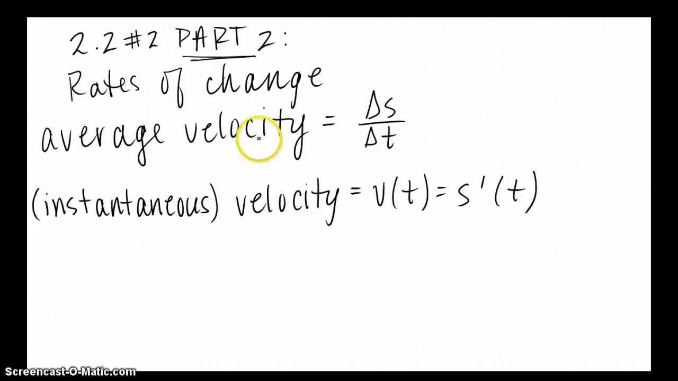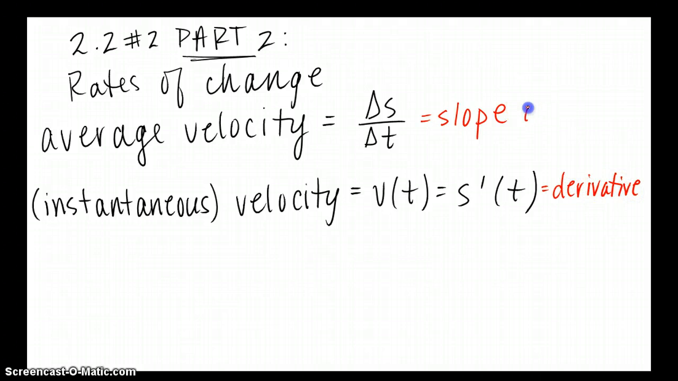The average velocity of a function is found by determining the change in position with respect to time. The instantaneous velocity, and I kept that in parentheses because you won't see that normally, you would just be asked for the velocity. The velocity function is the first derivative of the position function, and I will refer to this often. The average velocity is the slope. The instantaneous velocity is the derivative.